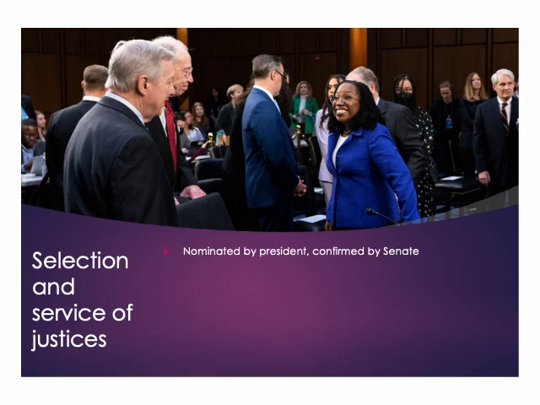So let's talk a little bit about the selection and the services of justices, and also a little bit about the Supreme Court term. This is the latest justice to be confirmed by the Senate. This is Justice Ketanji Brown Jackson, who was nominated by President Biden and confirmed by the Senate. And so she replaced Stephen Breyer on the Supreme Court. So she's the newest member. And so she was obviously nominated by the president and confirmed by the Senate.